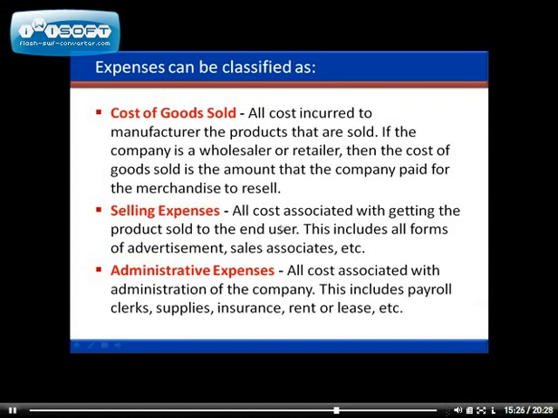Selling expenses are basically all costs associated with getting the product sold to the end user. So that can be advertising, sales associates, your sales team, anything that you use to actually sell your merchandise will be considered selling expenses. And then we have administrative expenses, and these are all costs associated with the administration of your company, and that could include payroll clerks, supplies, insurance, your rent or lease. Anything that is used for administrative purposes is not used to actually sell your products.